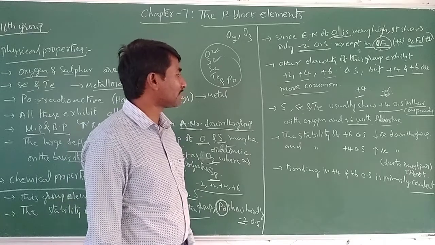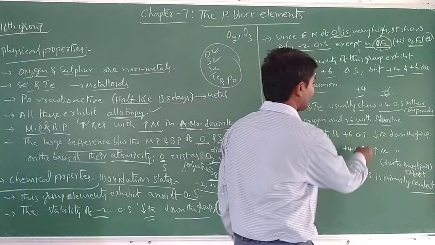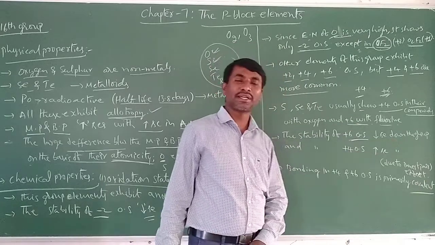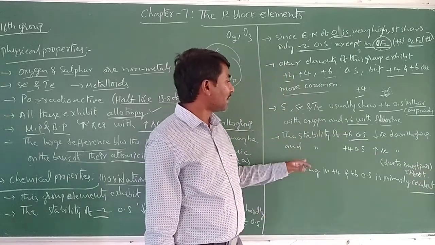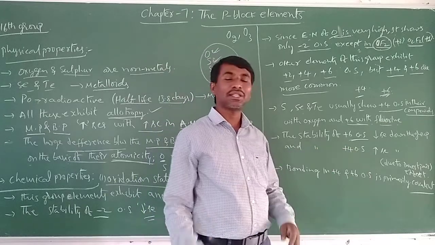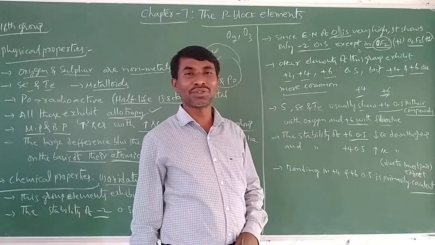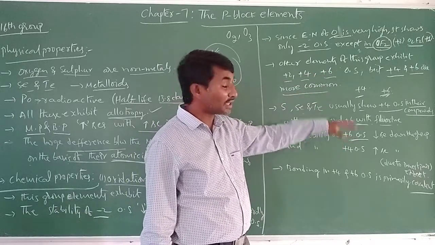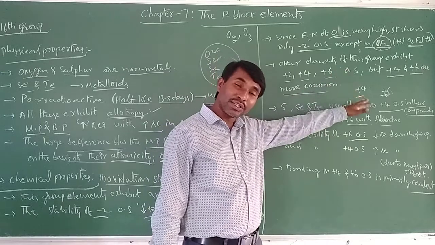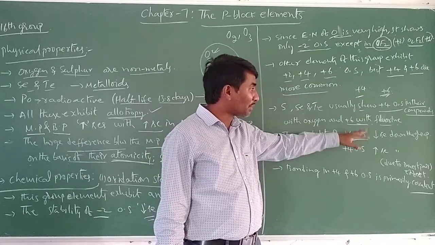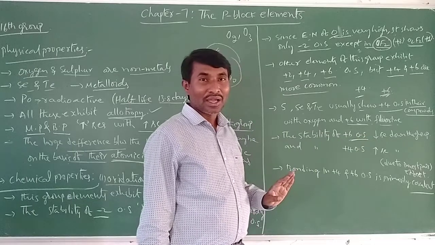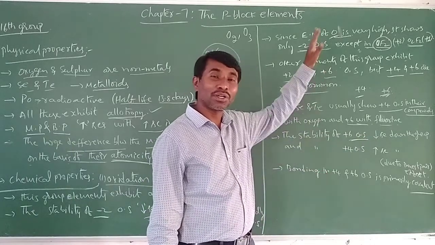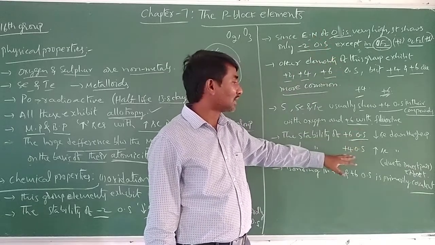Another point is the stability of the +6 oxidation state. The stability of the +6 oxidation state decreases down the group, and the stability of the +4 oxidation state increases down the group. So the stability of +6 decreases from top to bottom, and the stability of +4 increases from top to bottom.